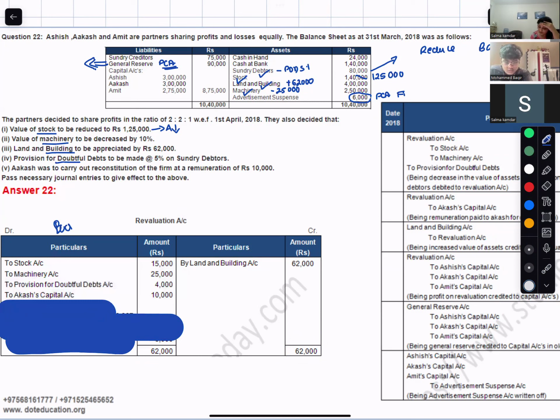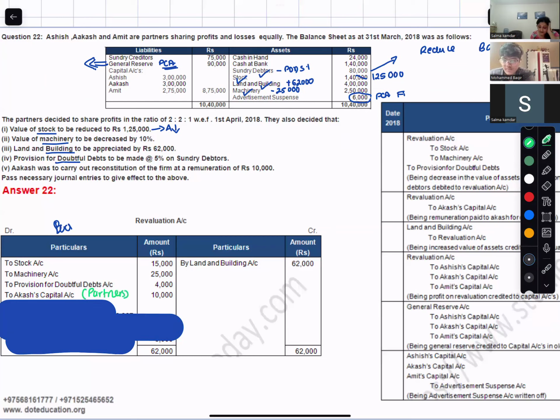So you don't have all of this right now. Akash is to carry the reconstitution of the partnership. So he's going to get a remuneration of 10,000. Partner's remuneration comes on the debit side. The partner's remuneration will come on the debit side.